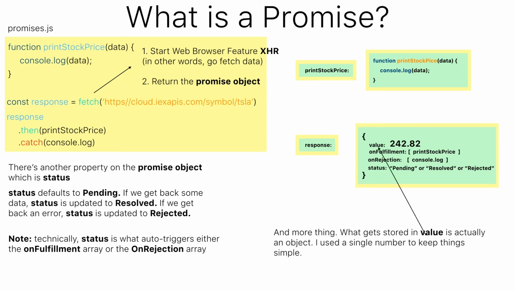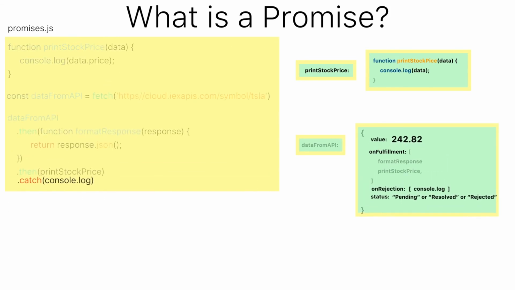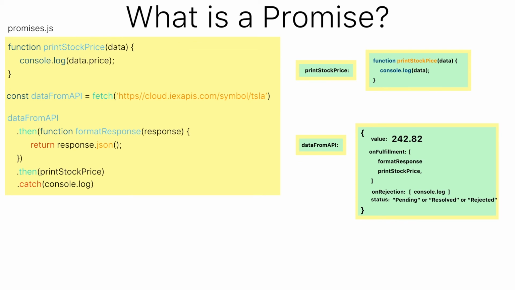And one more thing, what gets stored in value is actually an object. I used a single number to keep things very simple. And so here I am showing a much more complete example. We can either pass the entire function definition to the .then method, or we can define the function outside, like we are here, and then give it a reference to that function. So either doing it this way or this way makes no difference. They are functionally equivalent.